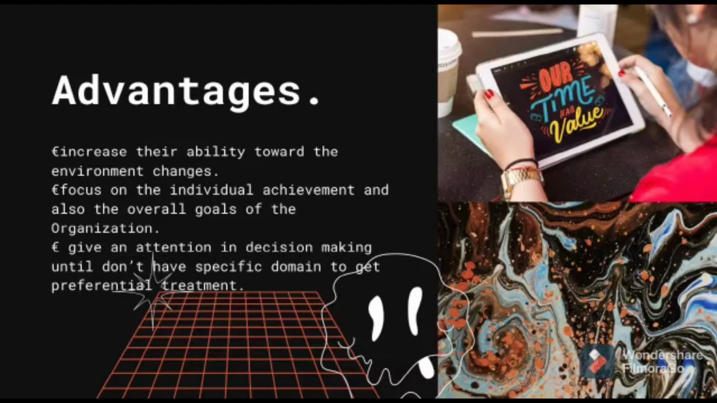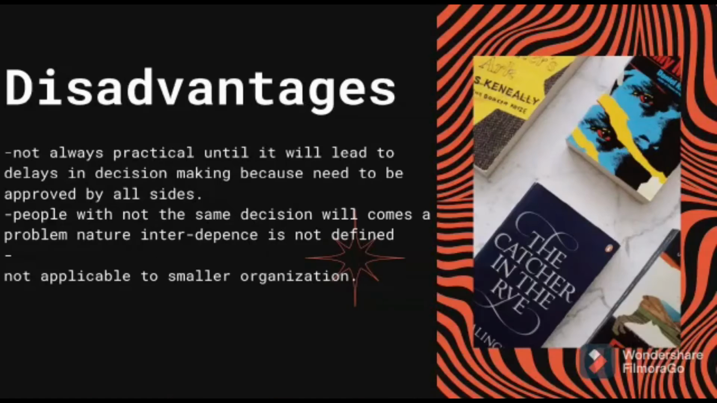Second, it focuses on individual achievement and also the overall goal of the organization, and gives attention in decision making so that no specific domain gets preferential treatment. Every advantage must have a disadvantage. It is not always practical because it can lead to a delay in decision making, as it needs to be approved by all sides. Secondly, people will not have the same decision, which becomes a problem because natural interdependence is not defined. Thirdly, it is not applicable to smaller organizations.